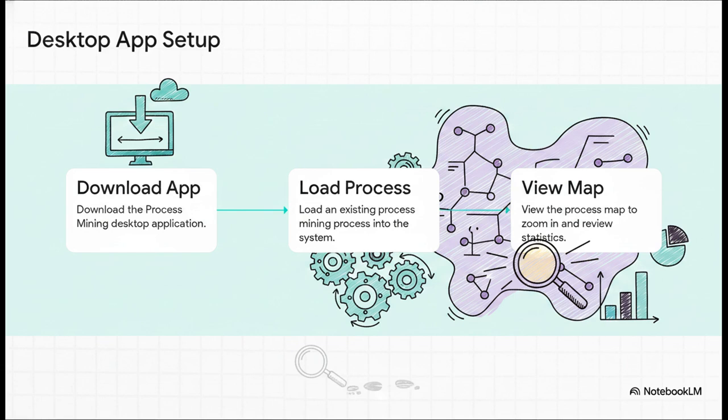To actually begin our investigation, we follow a few basic steps to load and map out our transformed event log data. Step 1, naturally, is downloading the Process Mining desktop app. Step 2, we load an existing process mining process right into the system. And Step 3, which is where it gets really visual and exciting, we view the process map. This map essentially acts as our scene of the crime. Instead of a boring spreadsheet with thousands of rows, you suddenly get this dynamic visual web. It's kind of like a giant spaghetti diagram of an invoice bouncing between departments. It gives us the lay of the land, letting us zoom in, zoom out, break this massive process down into smaller digestible pieces, and quickly review the initial stats before we start hunting for clues.